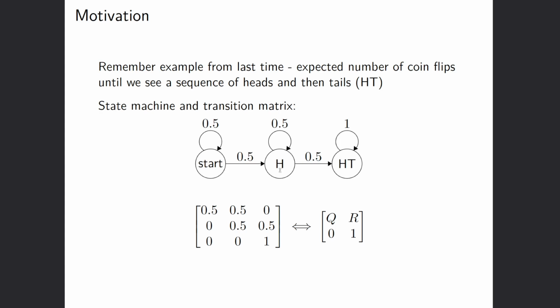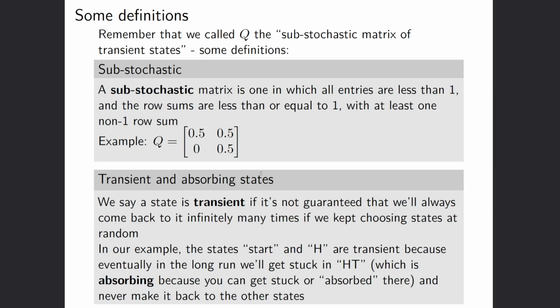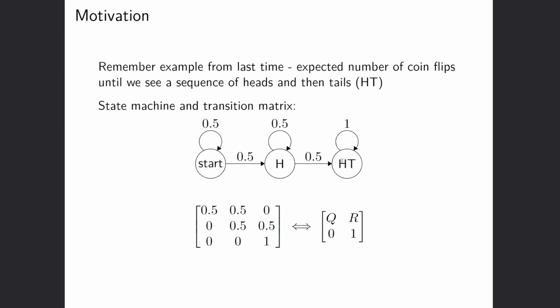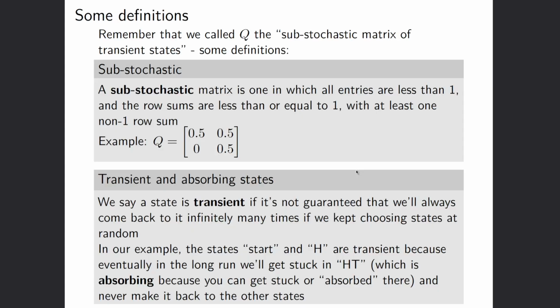Similarly, for H, it's not guaranteed that we'll keep getting heads over and over again, right? If we get tails, we're out. So these are transient states. But HT is an absorbing state because you can get stuck there, right? So eventually, in the long run, we do get stuck there. The question is really just how long until we do get stuck there? How long until we get absorbed into this state? And then you can never make it back to those other states.